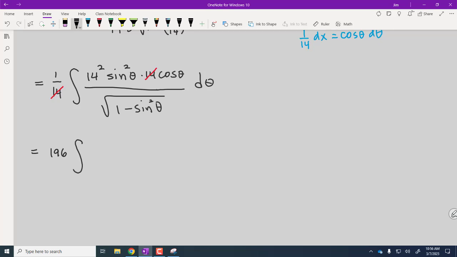Integral 1 minus sine squared. Cosine squared, square root of cosine squared is cosine. So this whole business here, including the square root, and this whole business right there, those two cancel. Because we have a single cosine in the numerator, and in the denominator, 1 minus sine squared is cosine squared, square root of cosine squared is cosine. So we have cosine top and bottom. They go away. All we're left with then is sine squared.